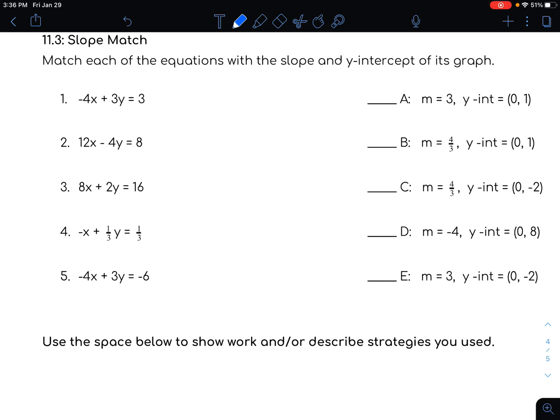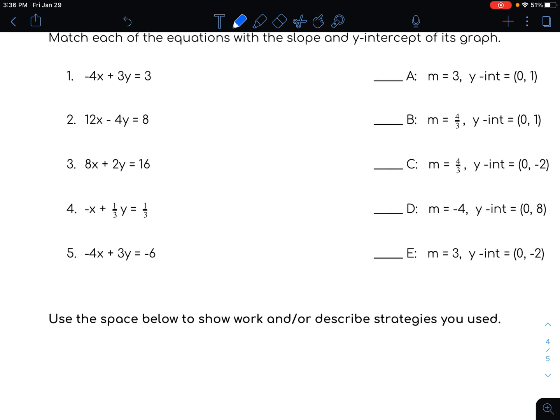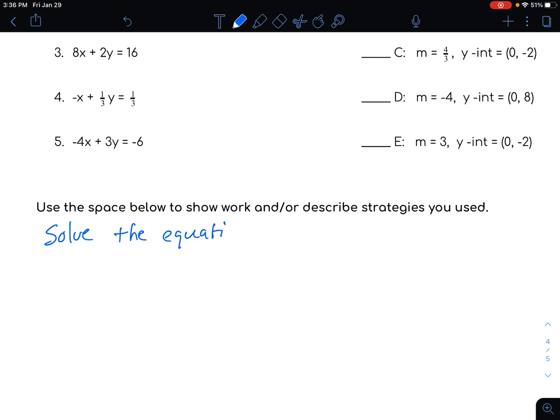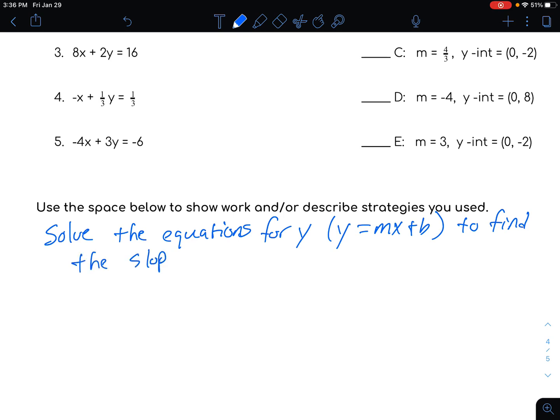The thing that I am going to do though is solve each one of these for y and put them into their slope-intercept form, because once I do that I can very easily see what the slope and the y-intercept is and then match the equation. So those are 2 strategies, and there are others as well. In fact, many of the ones that we talked about on the previous page can transfer over here. But I'm going to use that particular strategy, so I'm going to just write that down. Solve the equations for y. In other words, y equals mx plus b, to find the slope and y-intercept.